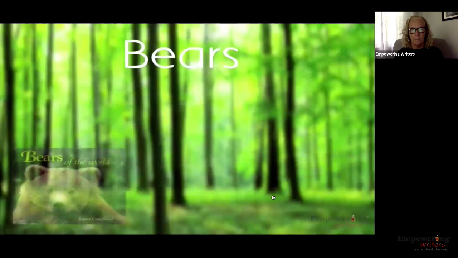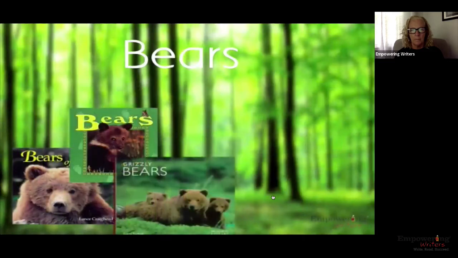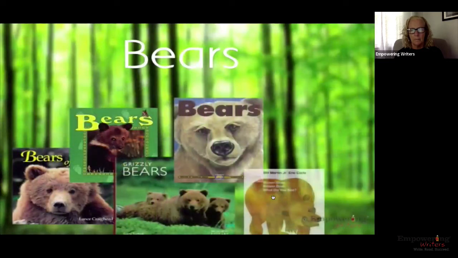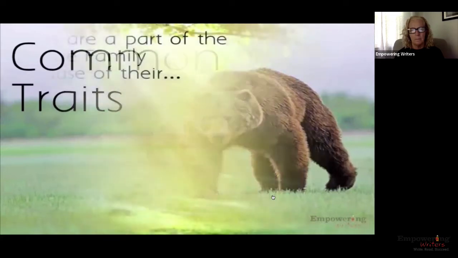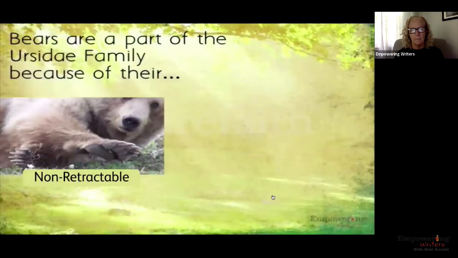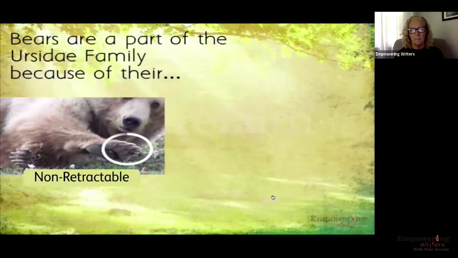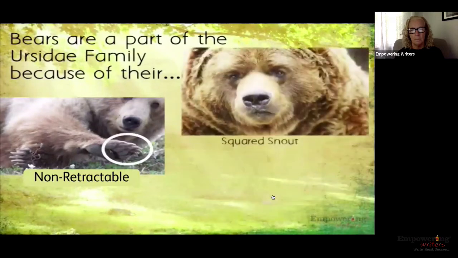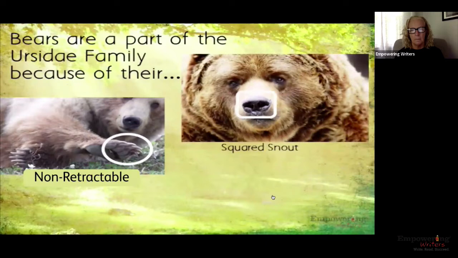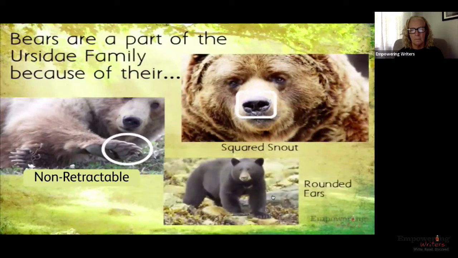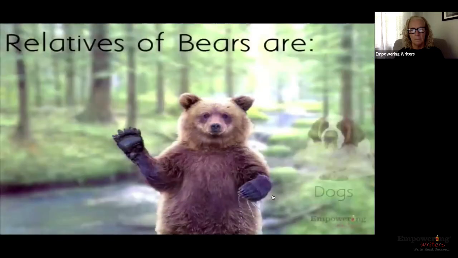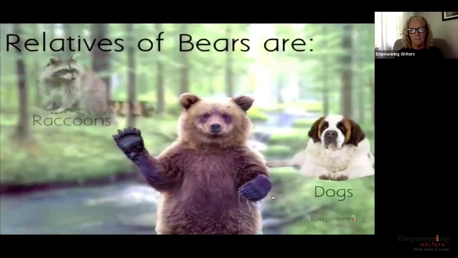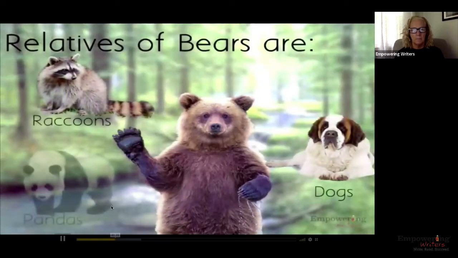Bears. Common traits. Bears are part of the Ursidae family because of their non-retractable claws, squared snout, rounded ears. Relatives of bears are dogs, raccoons, pandas.